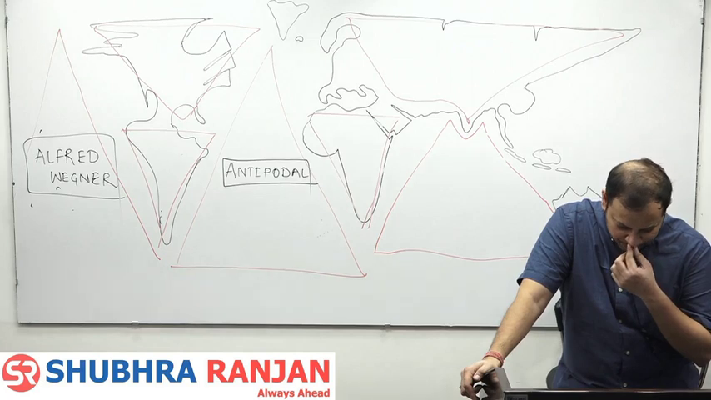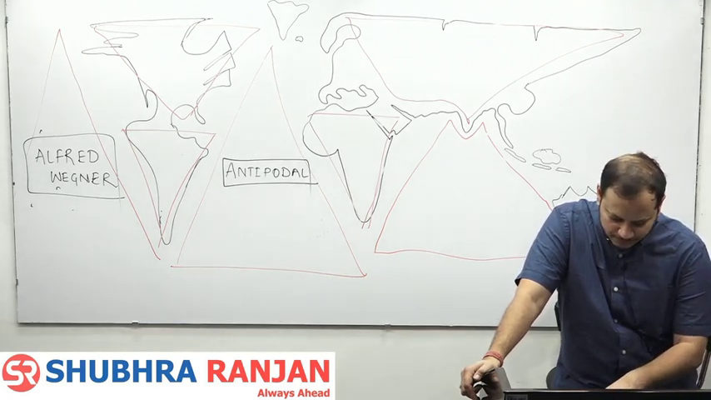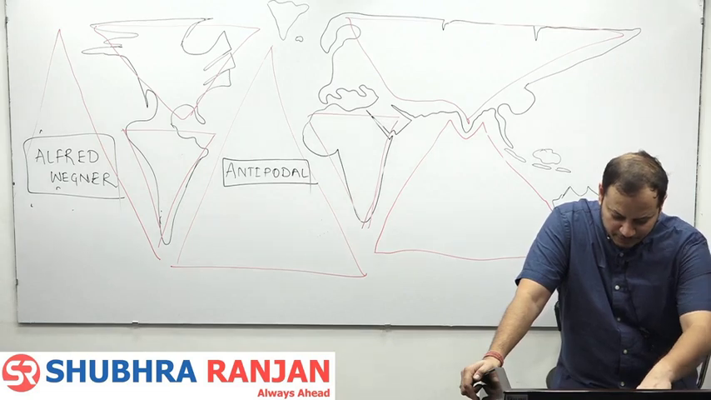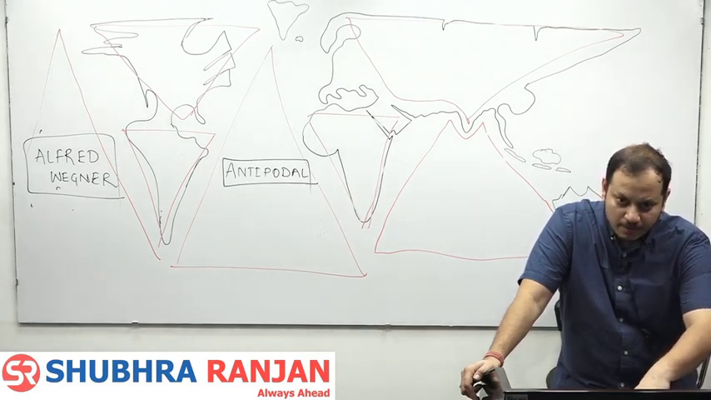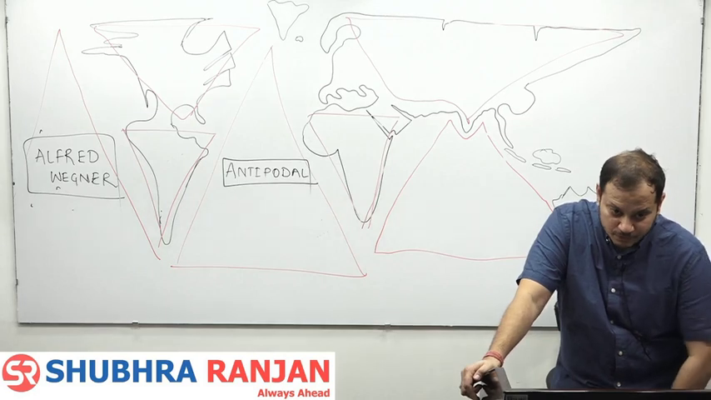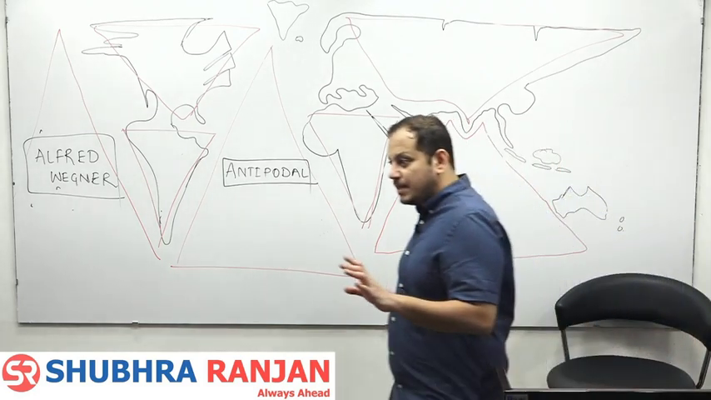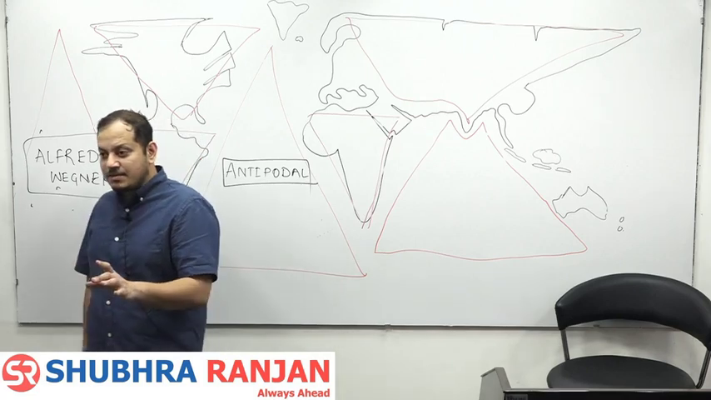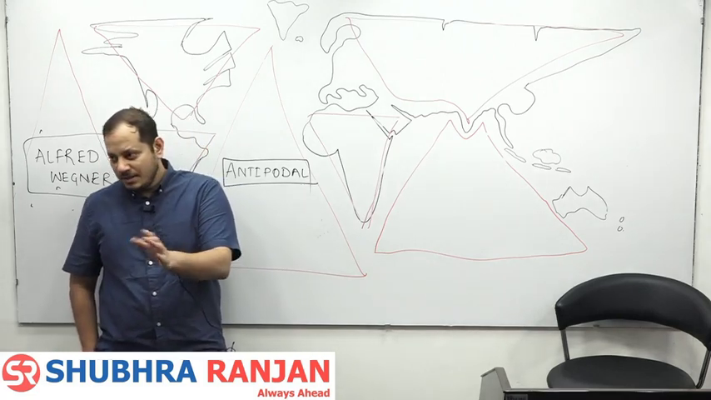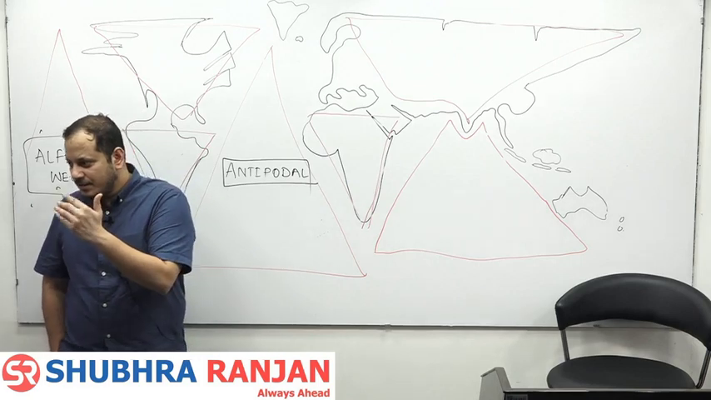but formed due to drifting of the continents. Climates have changed in the past, but why have the climates changed? Because the continents' position has changed in the past. Drifting of the continents.